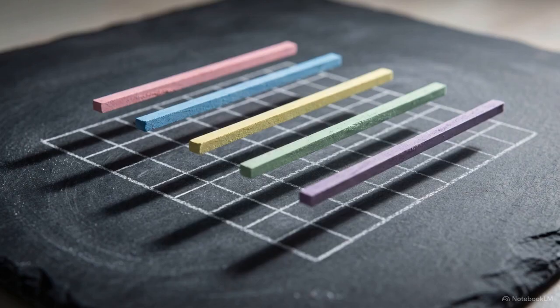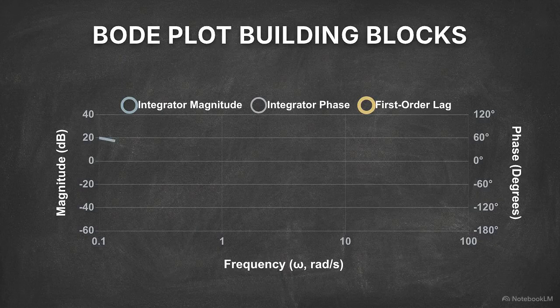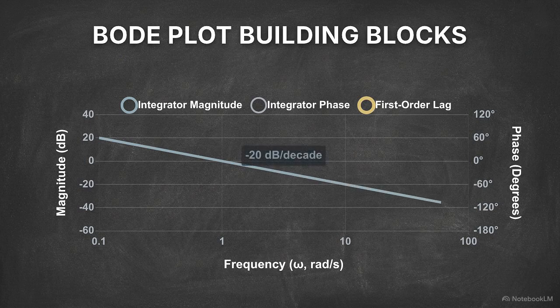Because we can simply add these pieces together, we don't have to plot complex systems point by point. We can break any system down into standard, predictable building blocks. There are only about 6 base shapes you need to know. Let's look at the integrator. On a Bode plot, an integrator is a steady, straight line dropping at exactly minus 20 decibels every time the frequency increases by a factor of 10, a decade. Its phase angle is entirely locked at a flat minus 90 degrees.